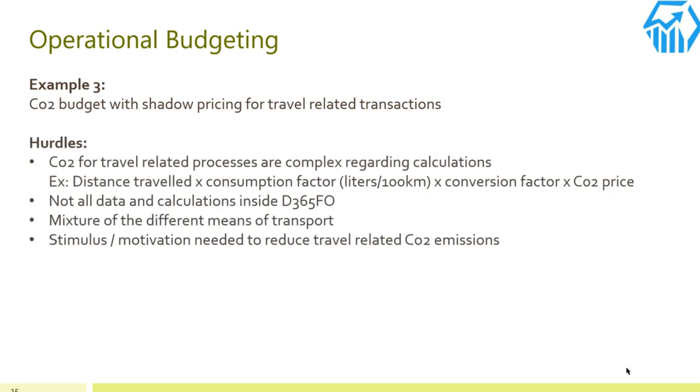If we are doing that, then there are a couple of hurdles that we have to jump over. The first one is that this calculation process is rather complex. If you want to calculate a CO2 budget amount for some travel related costs, then you have to calculate the distance traveled. You need a consumption factor, you need a conversion factor, for example, for the means of transport needed, and then you need to have an estimate or idea about the CO2 price. Then the other point is that not all data and calculations are inside of Dynamics. So you have to think how to record this data.